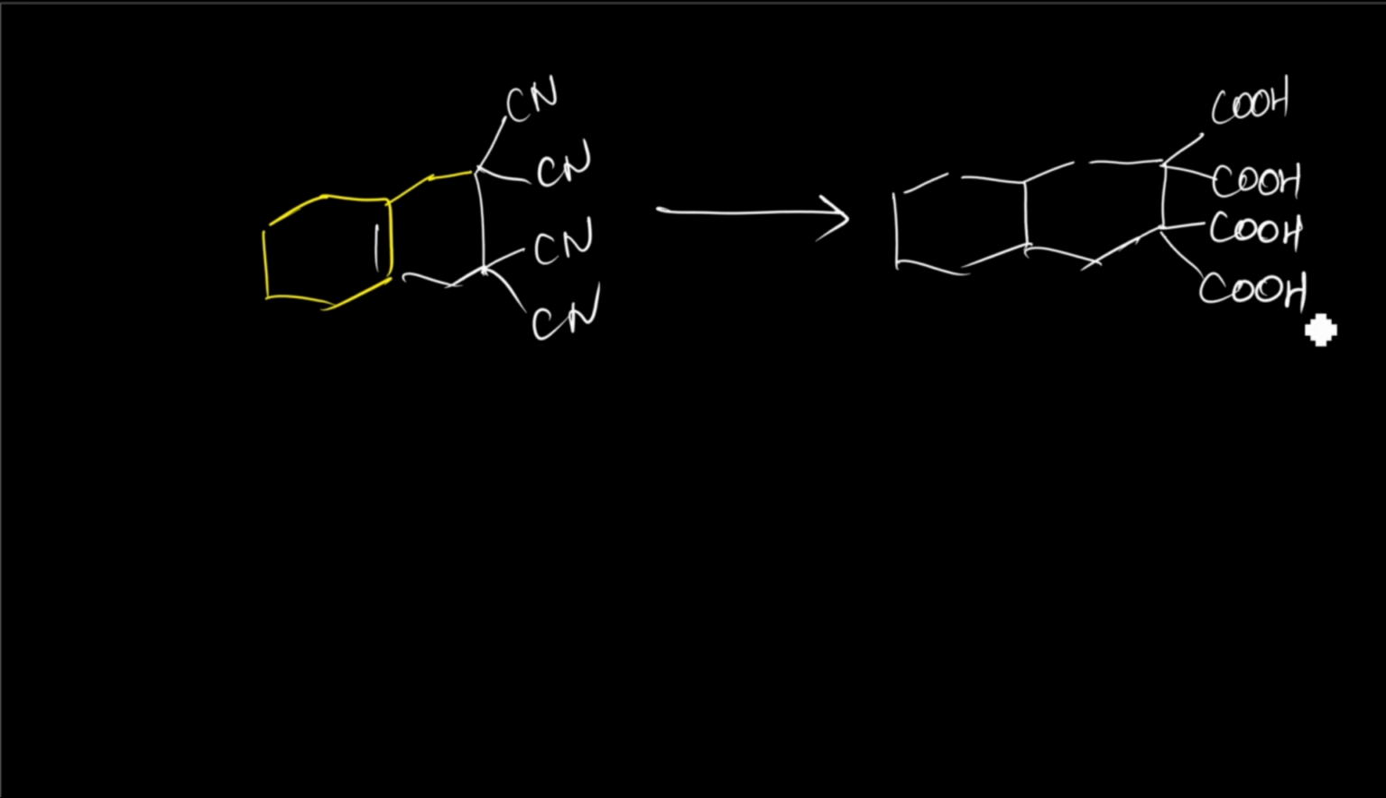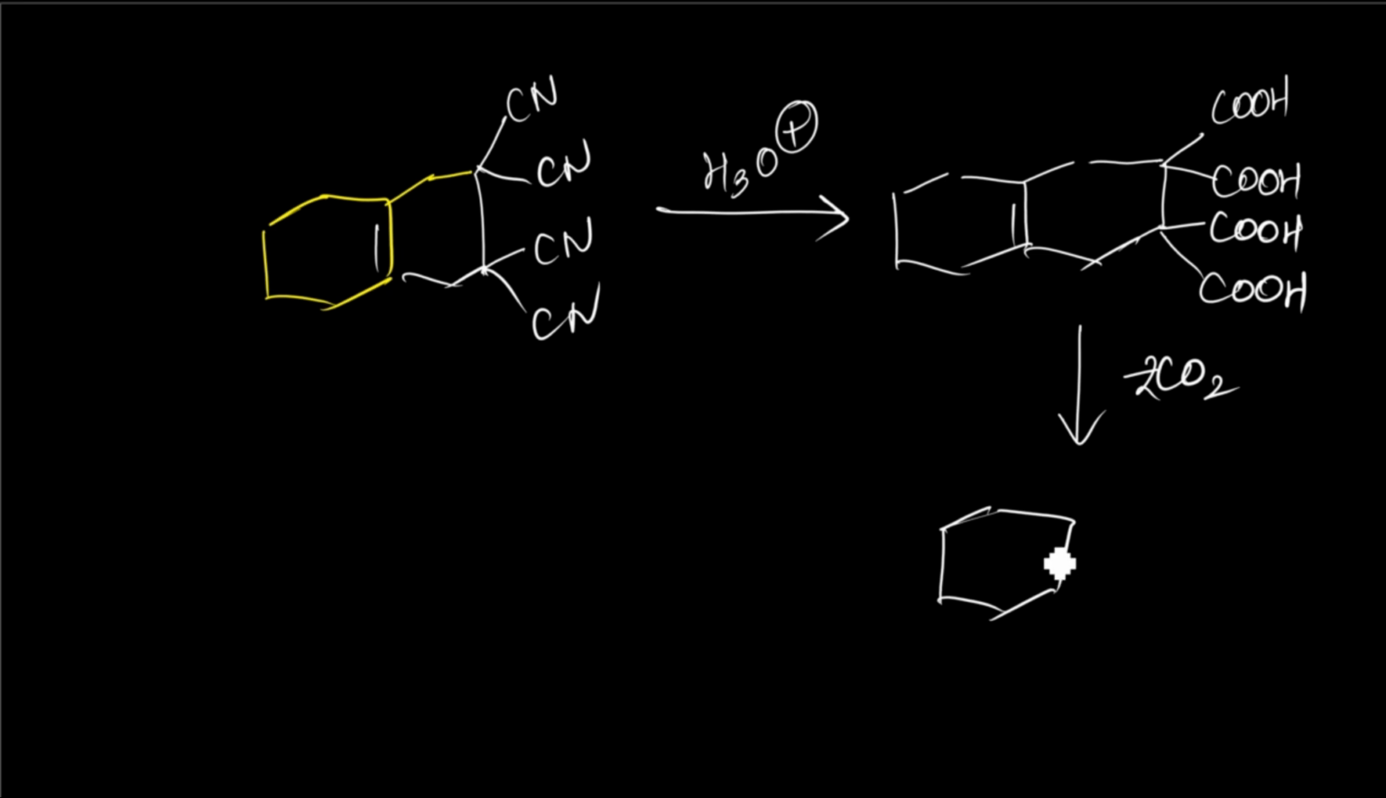Is it much more stable, with two carboxylic acid groups on the same carbon? Not at all stable, right? So what will that do? That will go out as CO2. It's 2 CO2 because I'm having 4 carboxylic acid groups. So it will form a dicarboxylic acid.